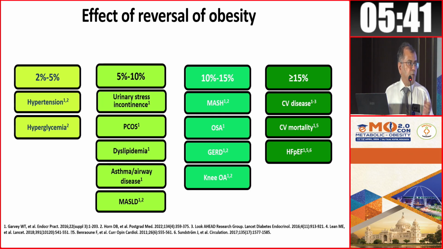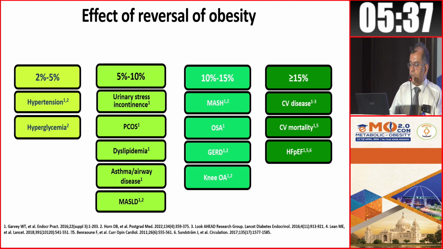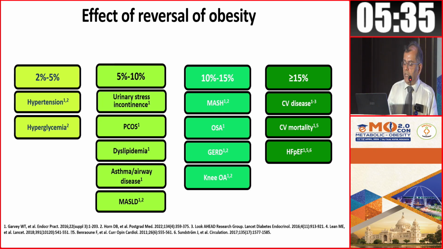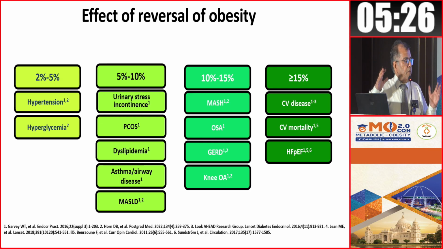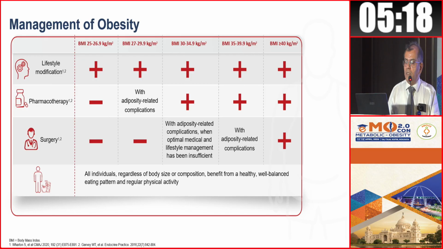And there have been studies on semaglutide which have done it, but I'm not going into those in my presentation today. More than 15% weight loss can bring about a significant change in the CV disease, CV mortality, and the heart failure with preserved ejection fraction. That is the beauty of the innovator semaglutide, because all these actions have been demonstrated in different studies done with the innovator semaglutide. So this is the management protocol of obesity.